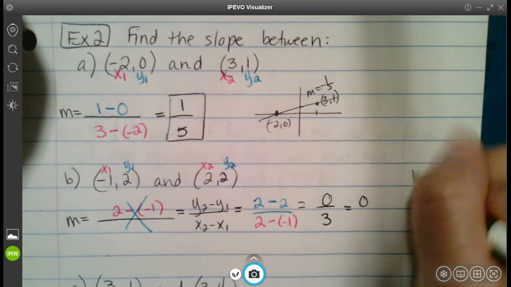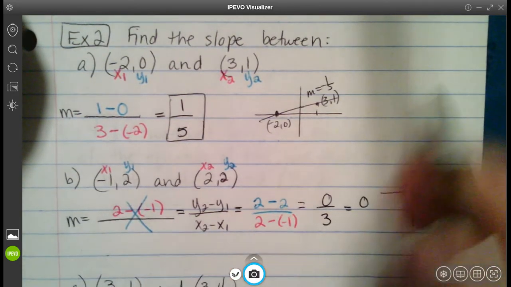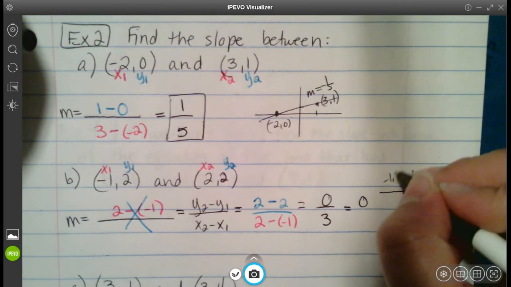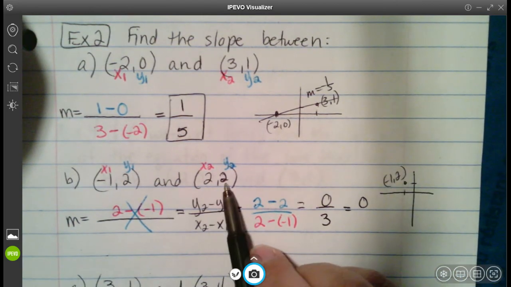Let's do a quick graph to see if that's true. So I have -1, 2. That's about right here. -1, 2. And 2, 2.